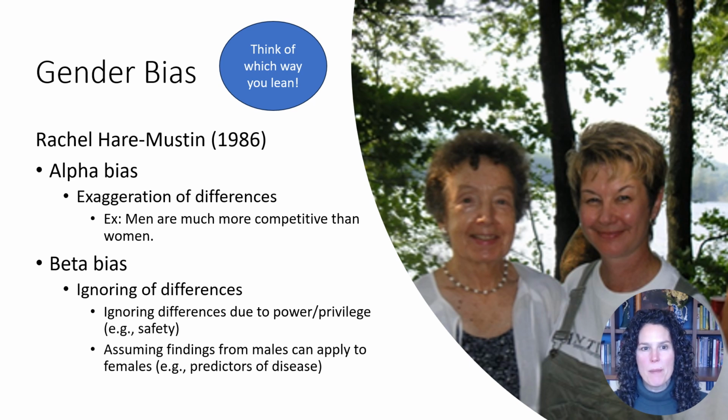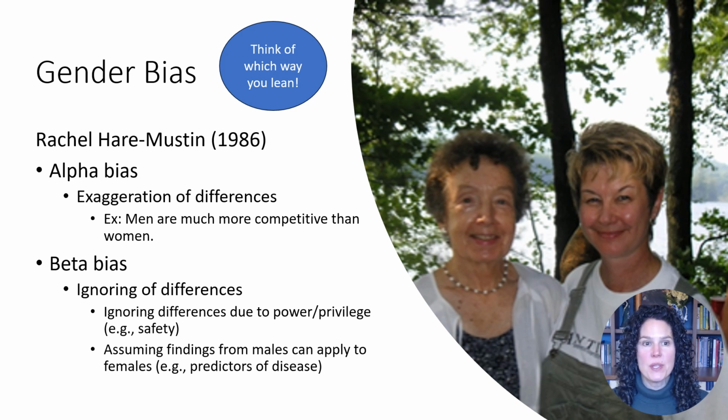And so Rachel Hare Mustin really contributed to this. She's here in this picture on the left with a former professor of mine, and I was able to interview Rachel Hare Mustin for a project when I was in graduate school. She's a retired psychologist, and she developed this very famous concept of alpha and beta bias, which has been used to describe gender, and it's also been translated to sexual orientation and race and ethnicity, and we'll get to that eventually.